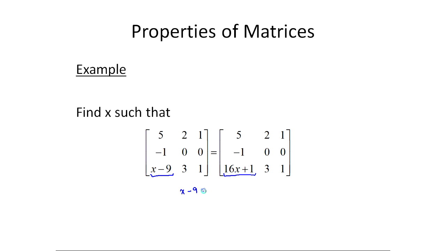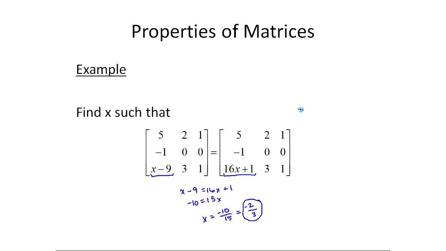And so x minus 9 equals 16x plus 1. In other words, it's only true if 15x equals negative 10. In other words, x equals minus 10 over 15, which is really minus 2 over 3 if I divide both by 5, right? So in this case, then you could definitely say this is true. And so that's just a quick way to test that you understand that.